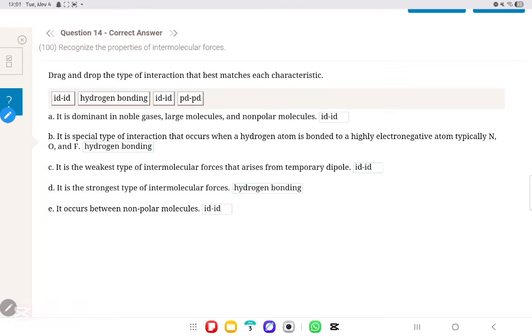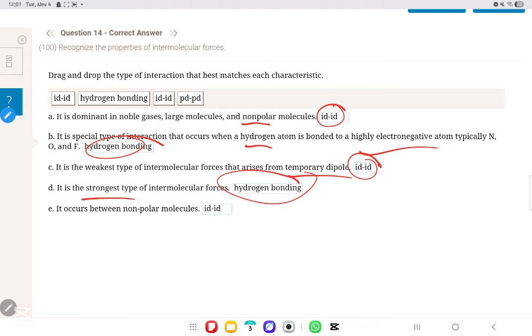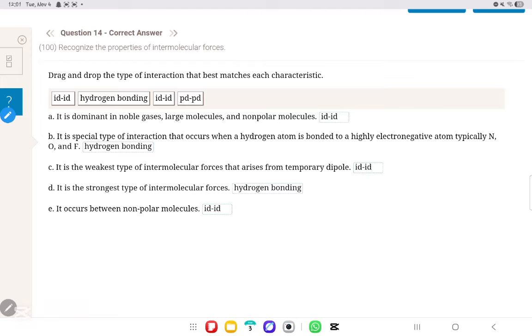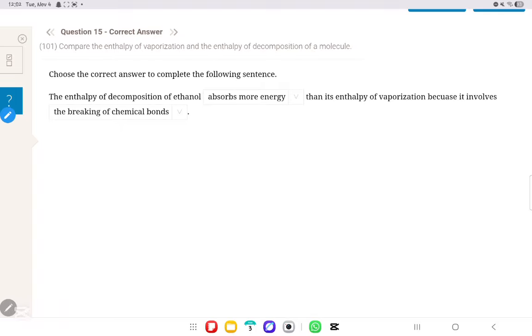When you see nonpolar directly, it's ID-ID, LDF forces. When you see a special type of interaction with hydrogen and very electronegative nitrogen, oxygen, fluorine, you think of hydrogen bonding directly. For a temporary dipole, you think of induced dipole, instantaneous dipole, so ID-ID. The strongest type of intermolecular force is hydrogen bonding, and for non-polar molecules it's ID-ID. So it's all in the keywords.